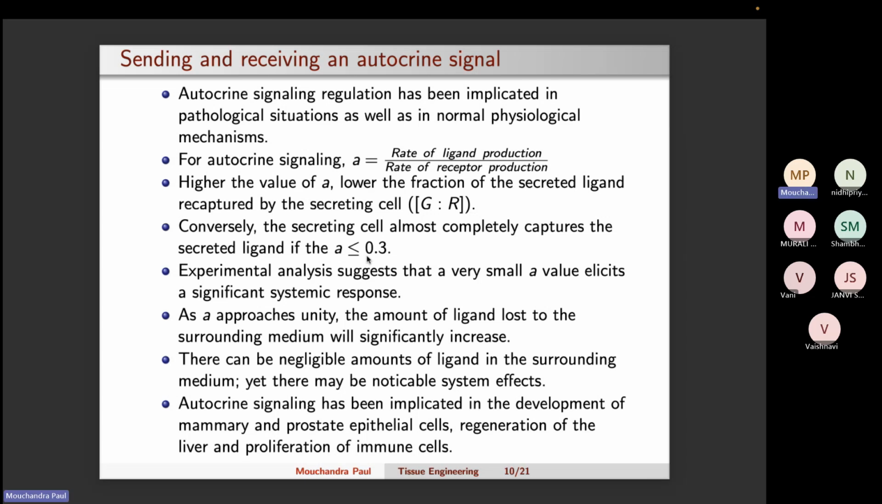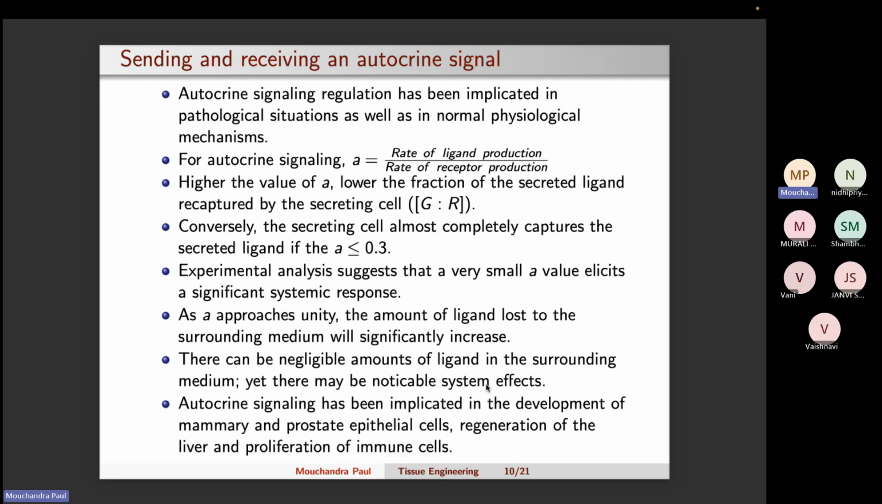Experimental analysis suggests that a very small A value elicits a significant systemic response. The A value should be very small, meaning there should be less ligand production in comparison to receptor production. Then only have people seen that the cell is able to produce a large systemic response. If A approaches unity, meaning these two production rates are equivalent, then most of the ligand will be lost to the surrounding medium, and because of which the autocrine signaling strength will be less. There can be negligible amounts of ligand in the surrounding medium, yet there will be noticeable systemic effects.